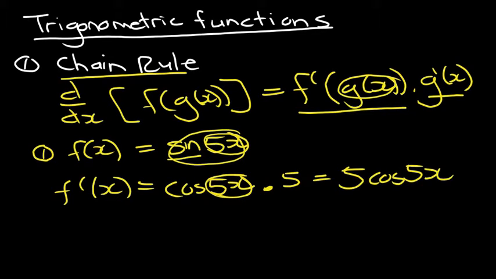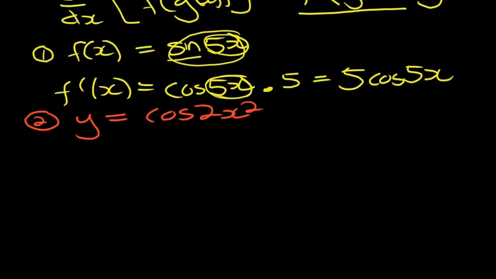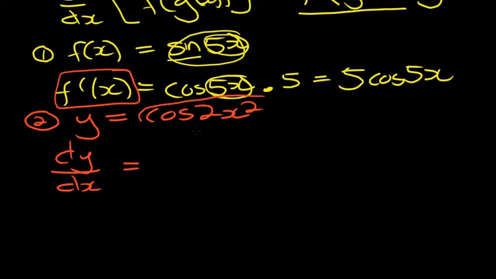But let's look at another example, and this time the function looks like this. This is dy/dx of cos 2x squared, and again see that the function is y equal to cos 2x squared. So when we differentiate, we won't use f'(x), but we'll use dy/dx, differentiate y in terms of x, and again you have the big function which is cos.